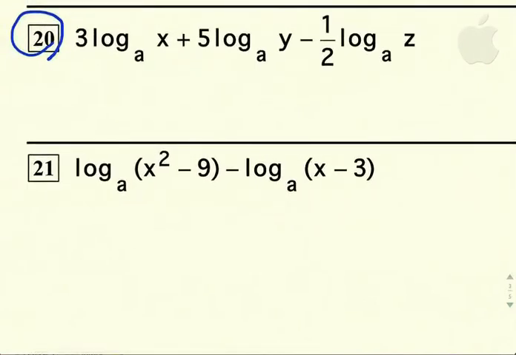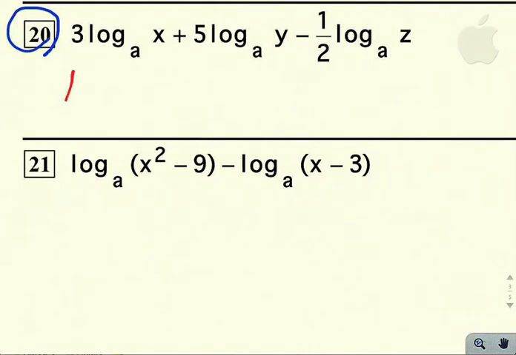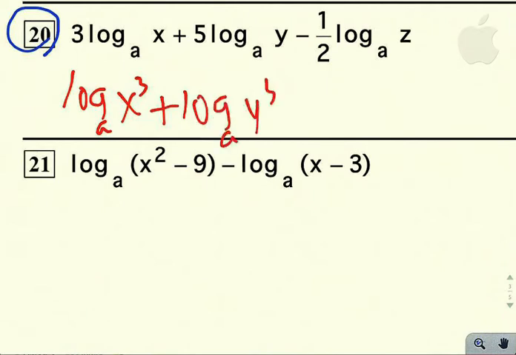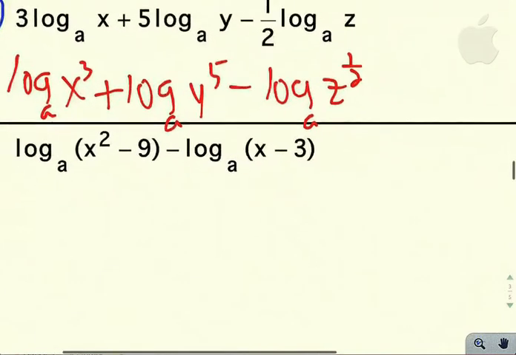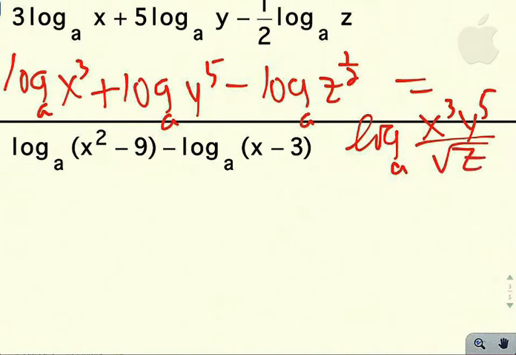Okay, number 20. Now we go backwards. This would be log base a of x cubed plus log base a of y to the fifth minus log base a of z to the half, which would equal log base a, let's see if you can see this, x cubed y to the fifth over the square root of z. I skipped a step. Is that okay?